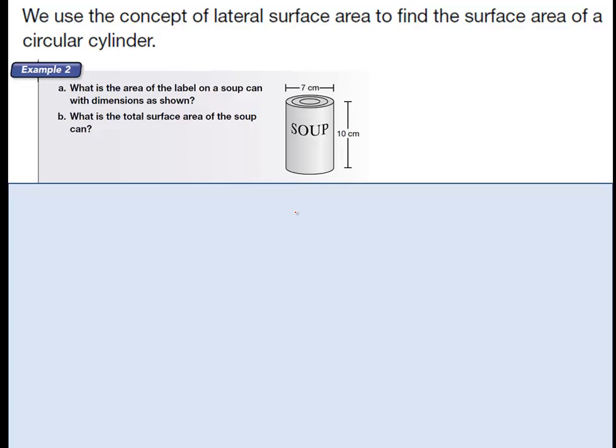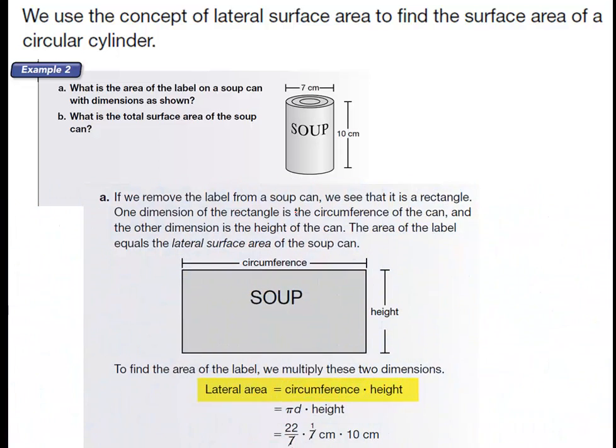Well, you wonder, how would you figure that out? That seems like it would be kind of difficult. And then, what is the total surface area of the can? So first of all, just think, most soup cans have a wrapper around them, right? If you were to take that wrapper and peel it off and lay it out flat, it would look like a rectangle, wouldn't it?